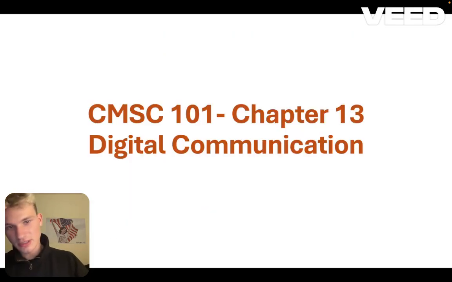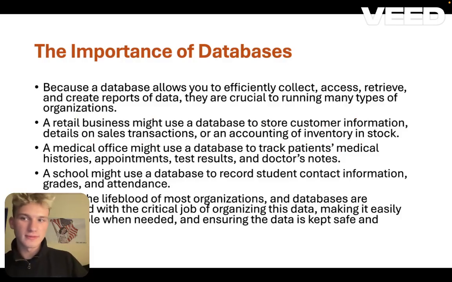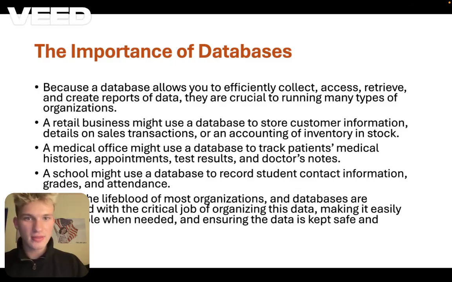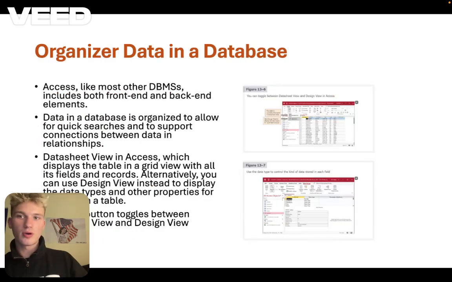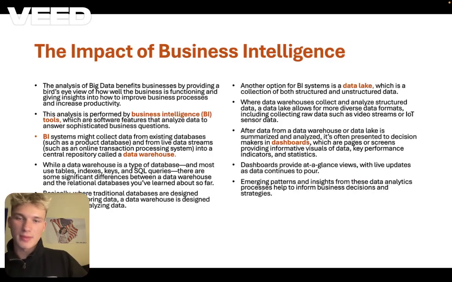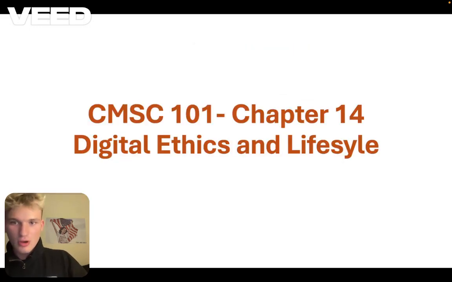Chapter 13, we talked about digital communication. We talked about the importance of databases because a database allows you to efficiently collect, access, retrieve, and create reports of data. They are crucial to running many types of organizations. We talked about non-relational databases. We talked about organizing data in a database. Access, like most other DBMS, includes both front end and back end elements. We talked about the impact of business intelligence.